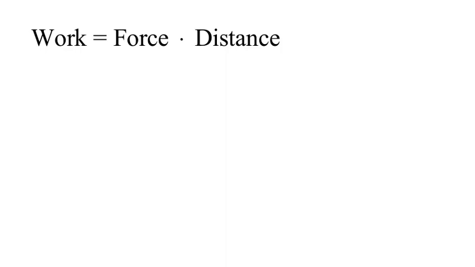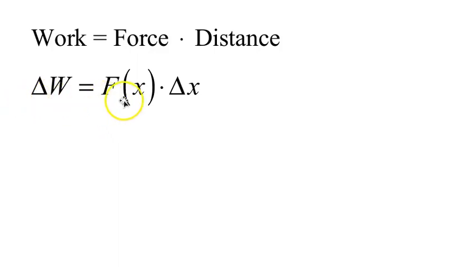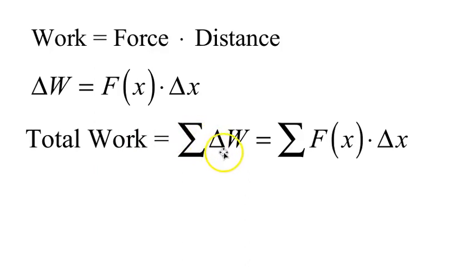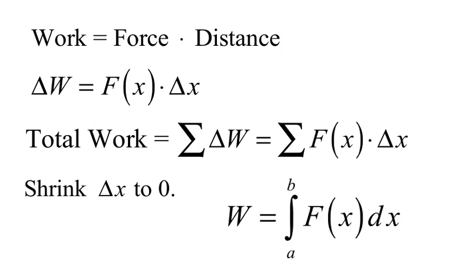Let's remember, of course, that work is force times distance. So the change in work is this variable force f of x times the change in distance. If we have a constant force, then the constant force times the constant distance gives us our work, but that's not terribly interesting. So our total work is the sum of all the change in works, all the small pieces. So it's the sum of the f of x times change in x. And then we shrink change in x to 0, and this becomes an integral. So our formula for work for a variable force is work is the integral from a to b, whatever that interval is, of that force function f of x dx.